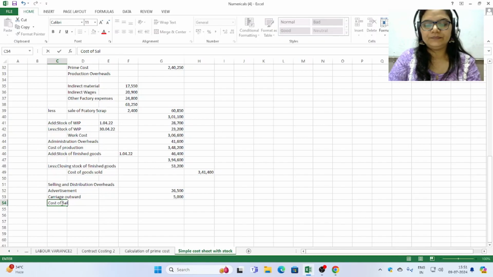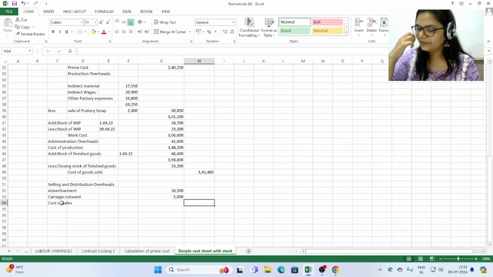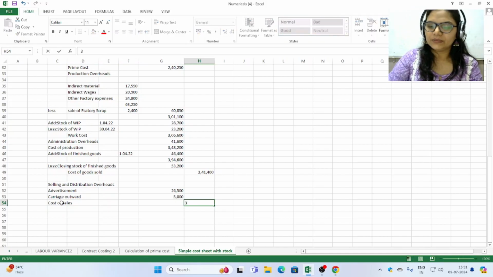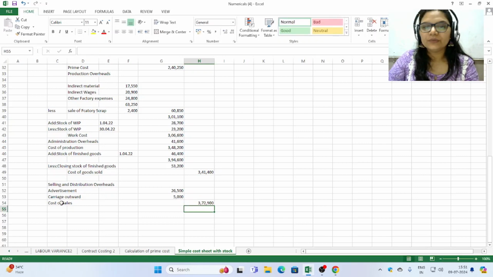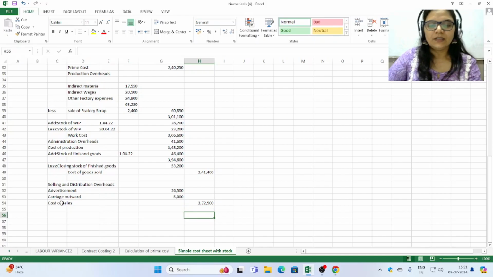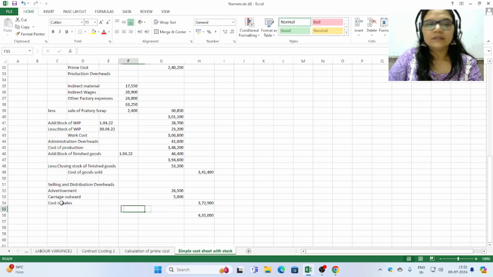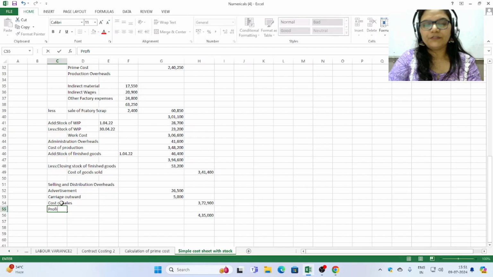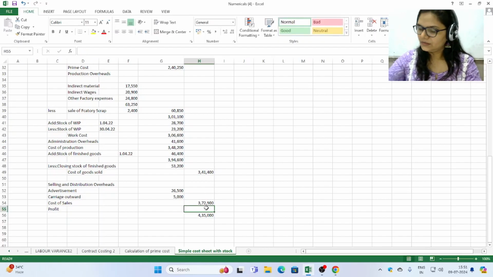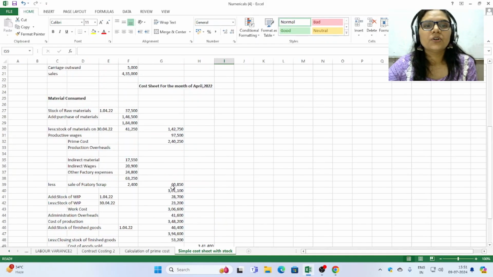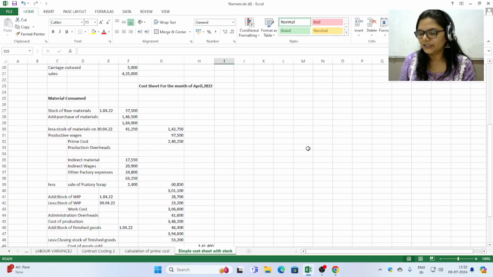Cost of sales, we will get the value of 3,72,900. Now adjusting these values, we all know sales given to us is 4,35,000. We will get the profit, which is 62,100. So this is what we have prepared in a cost sheet.